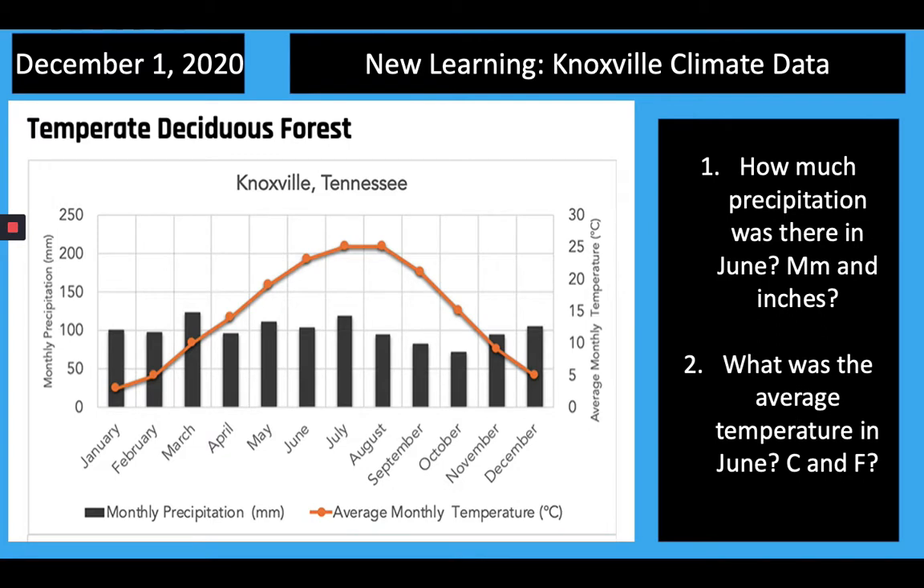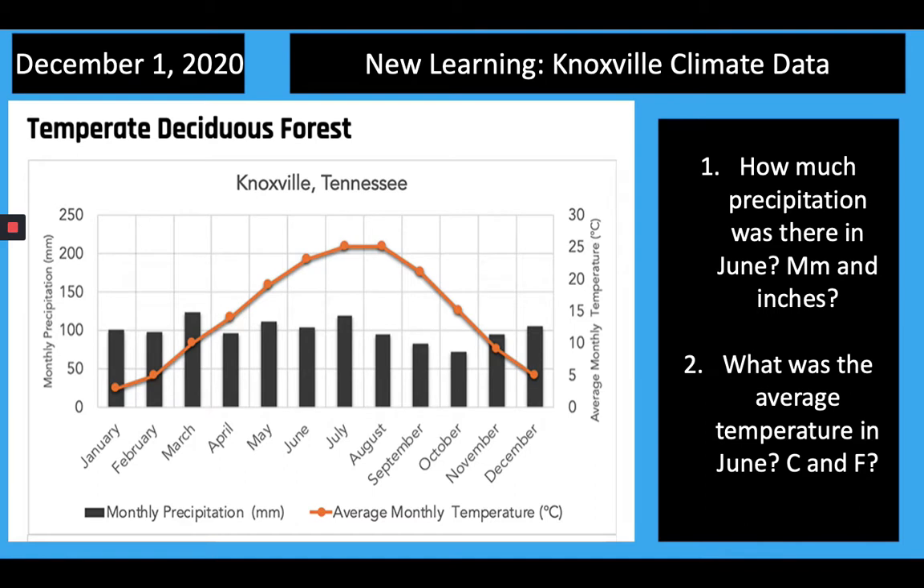Now, how much precipitation was there in June in millimeters? Let's start off in millimeters. I'm going to ask you that question first. How much precipitation was there in June? All right, how much, and that was in millimeters. How much was it in inches? Convert that millimeter number to inches.